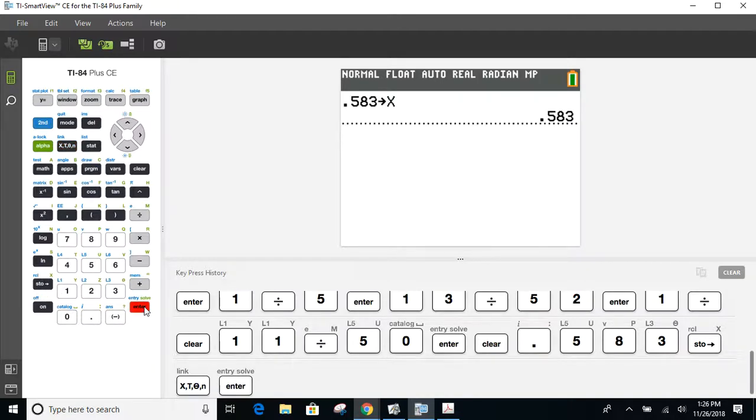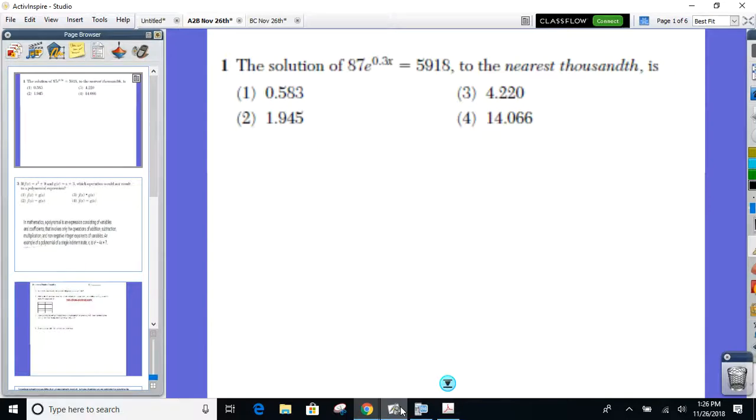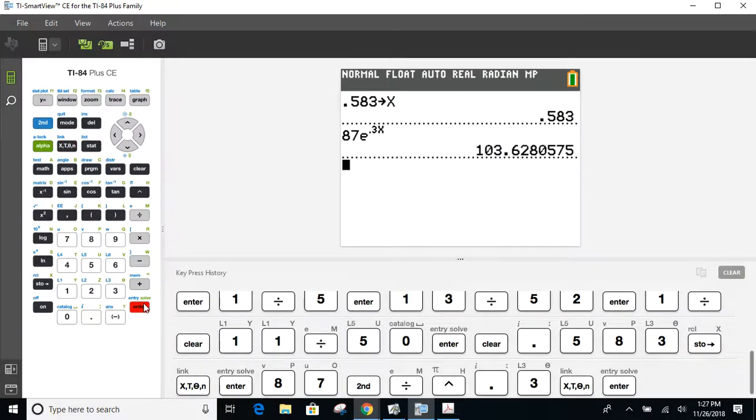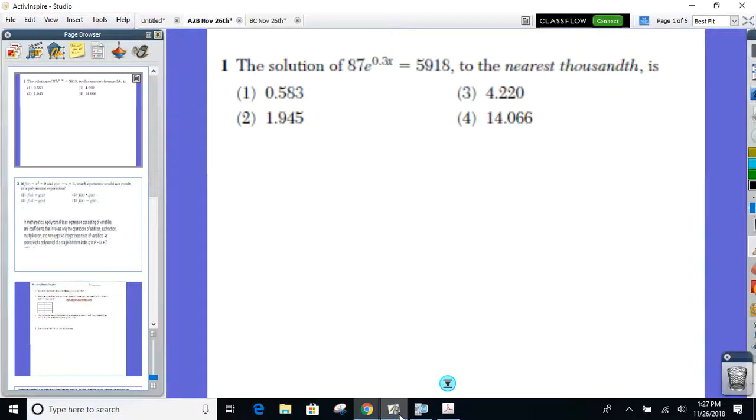It doesn't tell me much, just gives me the number back, which means it's stored in your calculator. And then all I'll do is go back and type in 87, E, and this is a good problem to familiarize yourself with where the E button is. It's right above the division sign. Okay. Second division, E, raised to the 0.3x. And your calculator will plug it in for you. You do not need to worry about making a mistake plugging it in yourself. And it says that answer should be about 103 and change, not even close to the 5,918 I needed. So I know it's not choice one.